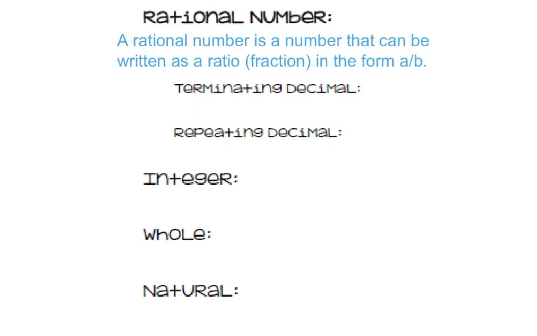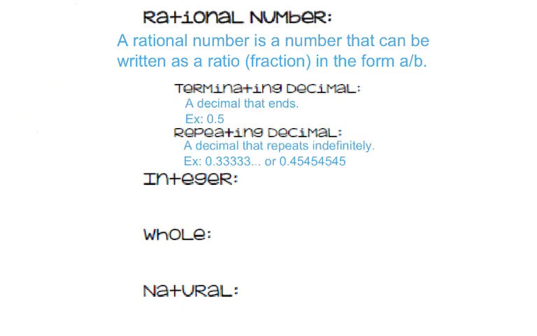So a rational number is a number that can be written as a ratio or a fraction in the form of A over B. So there's lots of different numbers that can be written as a fraction. All of your whole numbers, for example the number 4, can be written as a fraction, 4 over 1. So that would be a rational number. Integers, so -3, can be written as a fraction, so -3 over 1. Decimals, so 25/100ths, can be written as a fraction. So those are rational numbers as well.